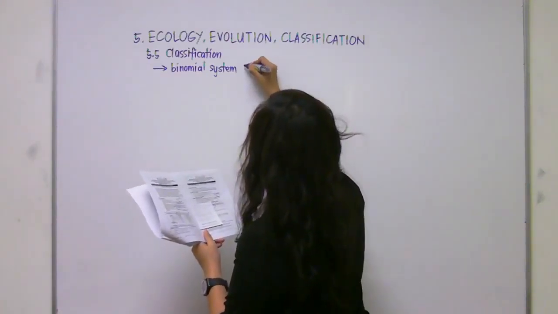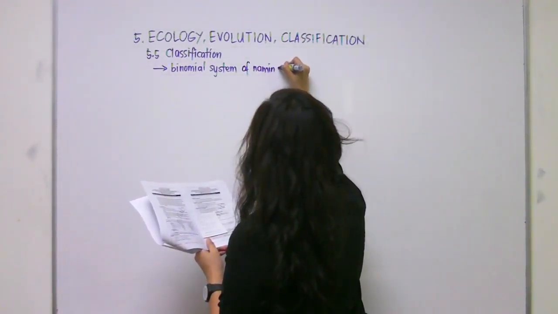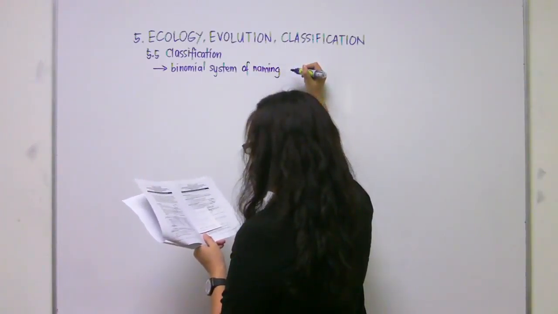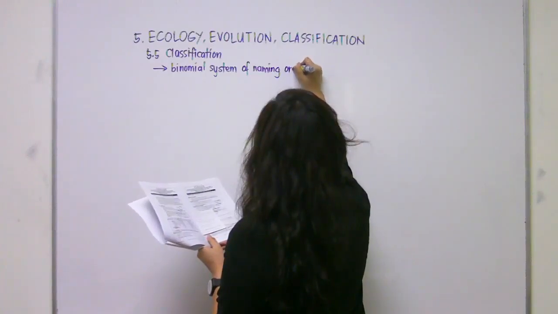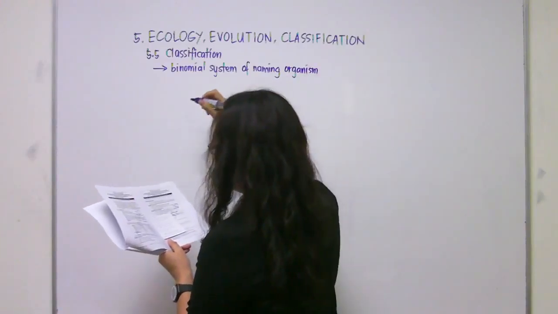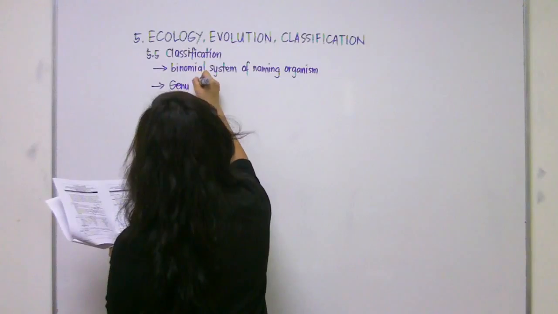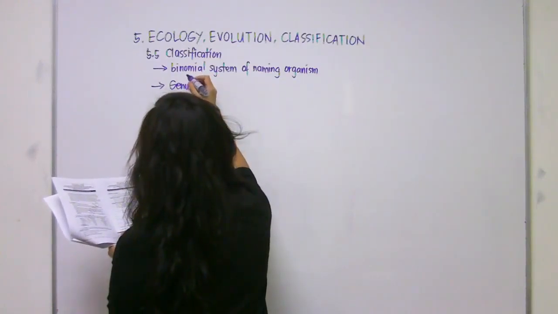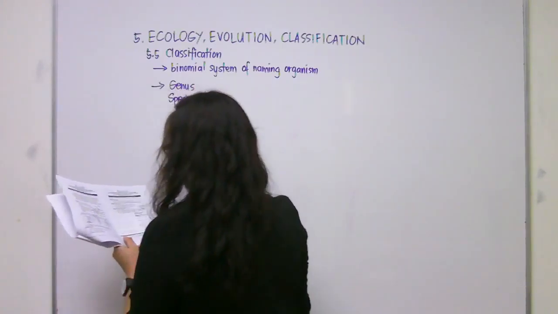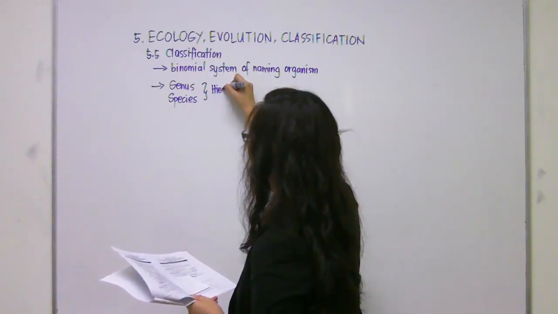In that sense, we are able to classify them according to their characteristics and according to their specific groups. Okay, we have to discuss what a genus and a species are and their differences. These are a part of the hierarchy of taxonomy.